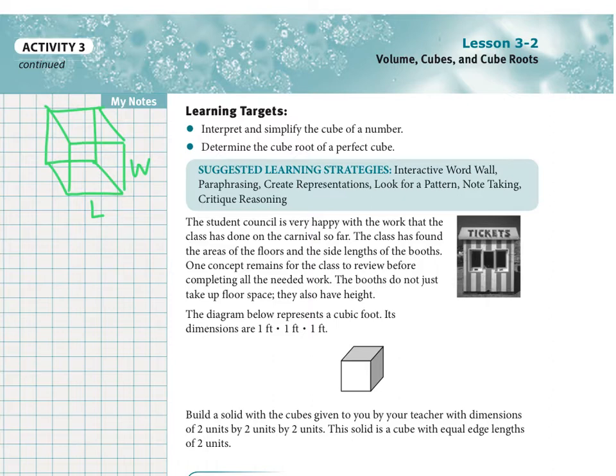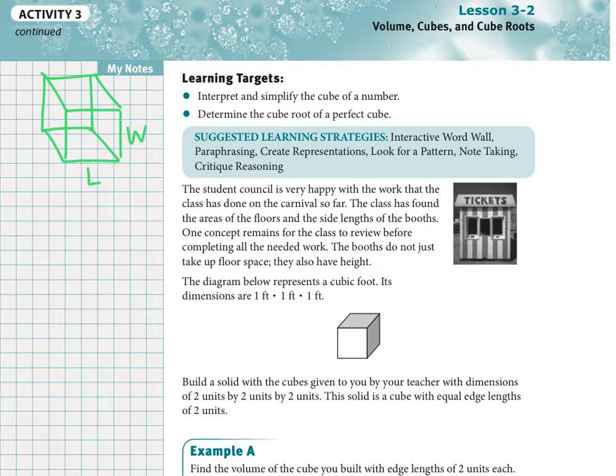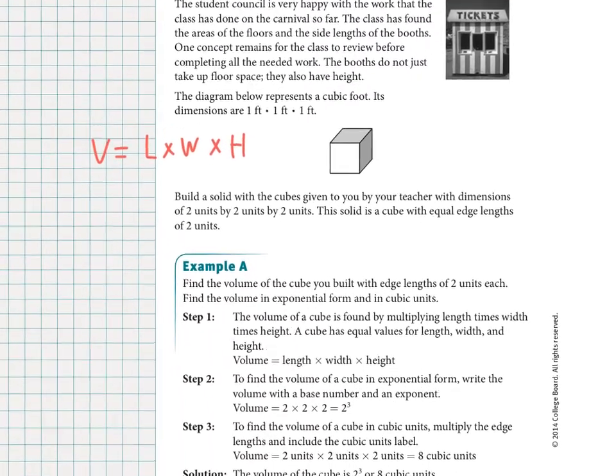If we see the diagram in the middle of the page here, that's a cube, and let's say the dimensions are 1 foot by 1 foot by 1 foot. So there's a formula for volume that we will see in just a minute for a cube like this. Again, it's just the length times width, which is the area, and then multiply that by the height. So let's dig into it and see what's going on with example A.